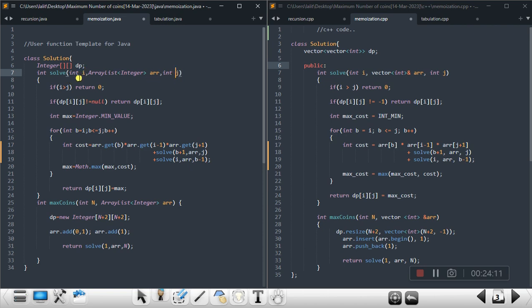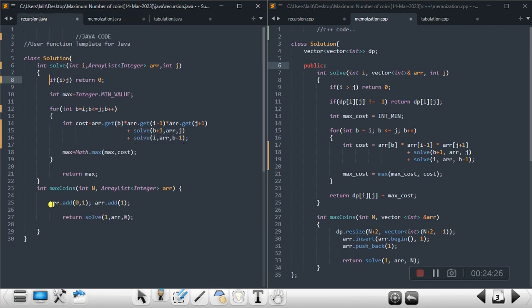So what is the maximum value of i that we can have? N plus 2. And what is the maximum value of j that we can have? N plus 2. Why n plus 2? Because we are adding one at the starting and one at the end. This is something which I have not told you in the recursive approach. We are adding one at the starting and one at the end in order to avoid boundary conditions.